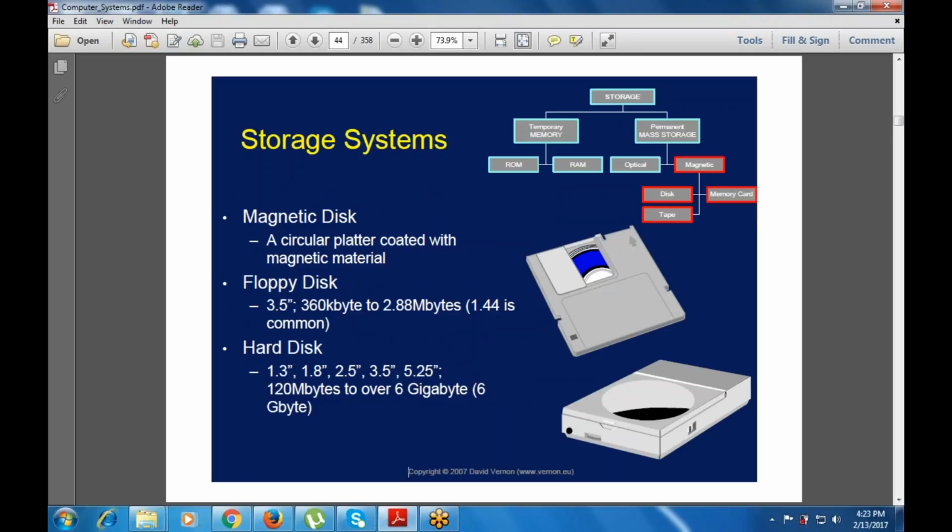Next is the magnetic disk. This is a circular platter coated with magnetic material. Then floppy disk, this is 3.5 inch, 360 kilobytes to 2.88 megabytes, and 1.44 is common. Then hard disk, which comes in different sizes, for example 1.3 inch, then 1.8, 2.5, 3.5 and 5.25.